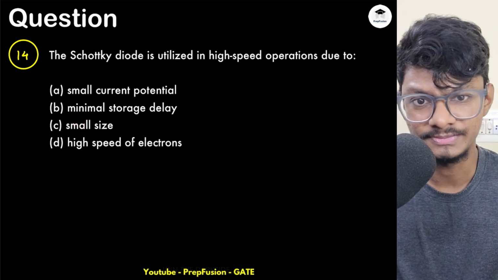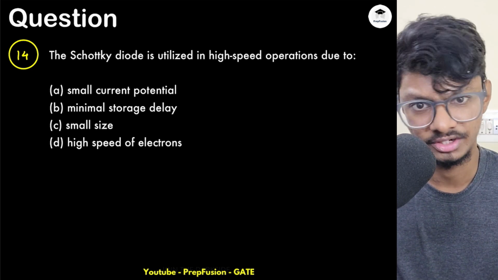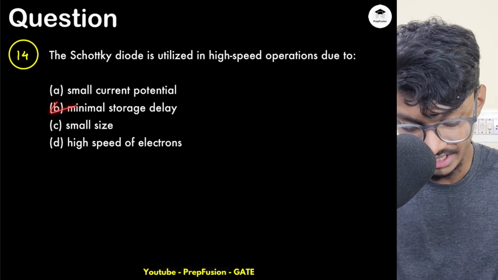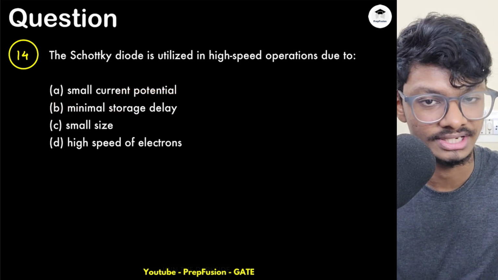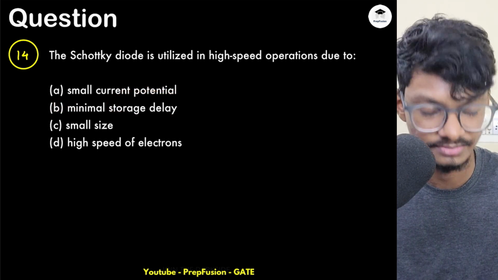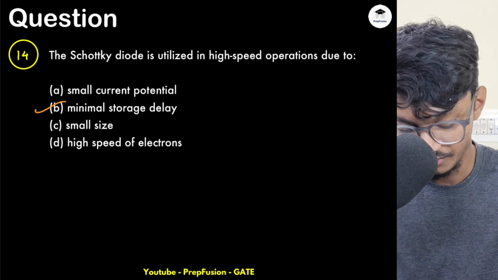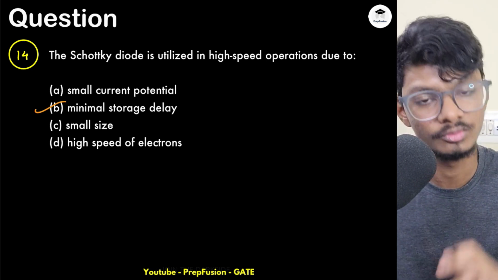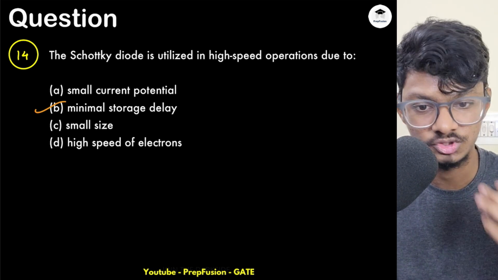but high speed of electrons is also present in normal p-n junction diodes as well, right? Why Schottky diode? Because it has no storage delay. It does not store any charges because the junction itself is made of metal. Its depletion width is 0. Okay, so hence option B will be correct here as well, because it has minimum storage delay.